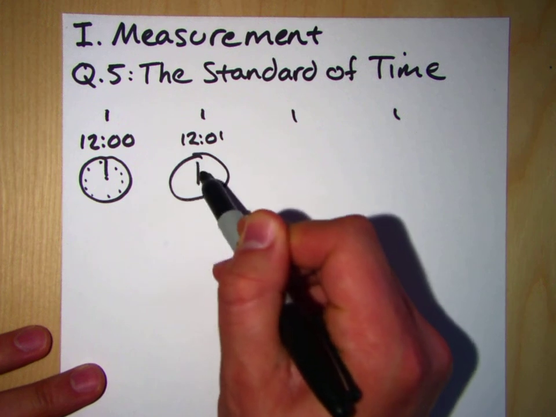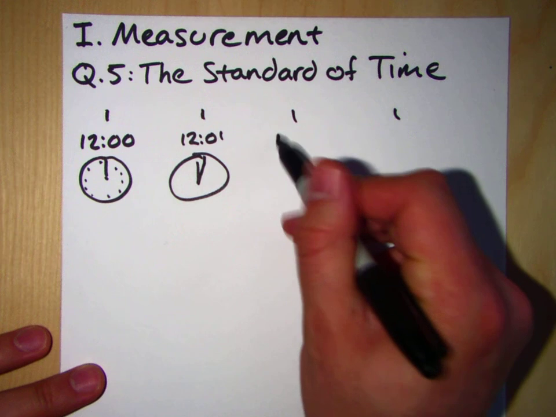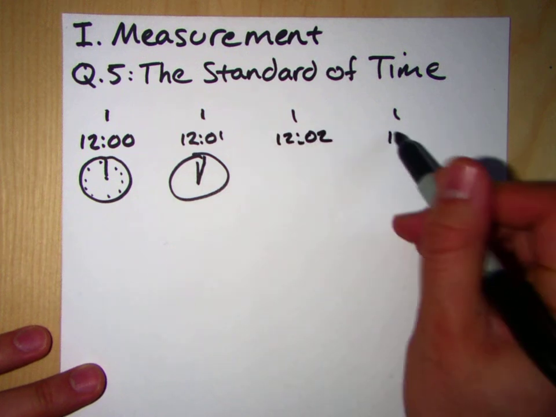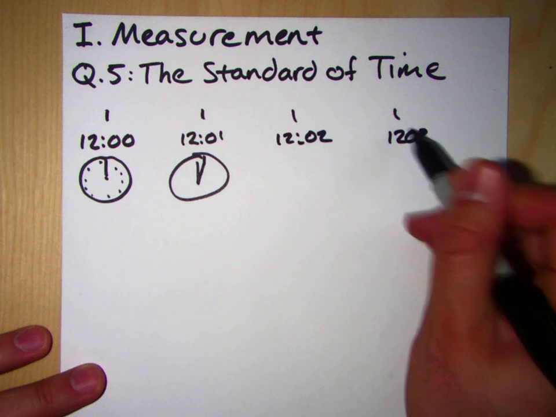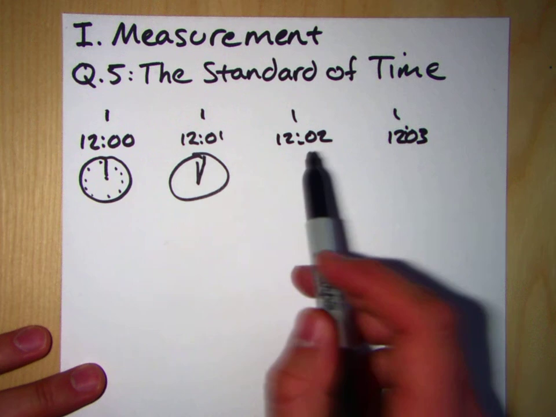So it'll be a tiny bit off. On the second day, it's going to read 12:02. And then the third day, it'll read 12:03. Each day, when you read it at noon, it's going to gain an extra minute.